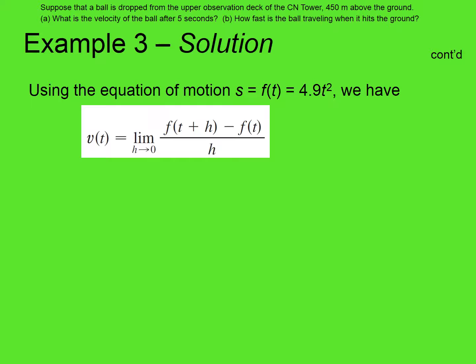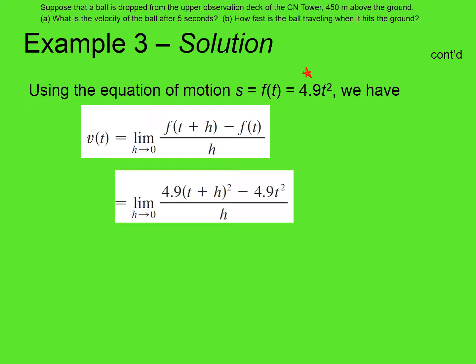We have a position function, right? We got a position function, and we're going to get the velocity. The velocity is the rate of change at an instant of the position function. In other words, the derivative of position function, which is f of t, a function of time, 4.9 t squared. And so that's our f.